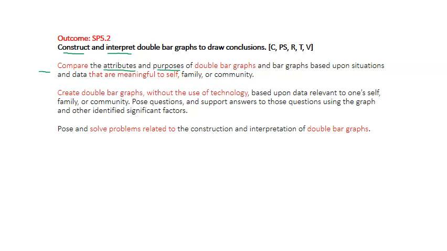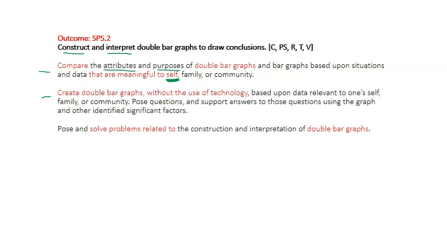So we always have this indicator in math. It has to be relevant to ourself, our family, or community, or it's kind of not worth doing. So we know that we can make double bar graphs about ourselves. Next one, creating double bar graphs without the use of technology. So you're going to have to draw it by hand, which is actually quite fun, and especially if you like art, it's kind of a cool thing to do. And again, it's based on some data that is relevant to you.